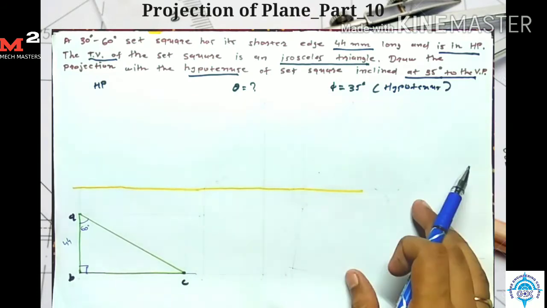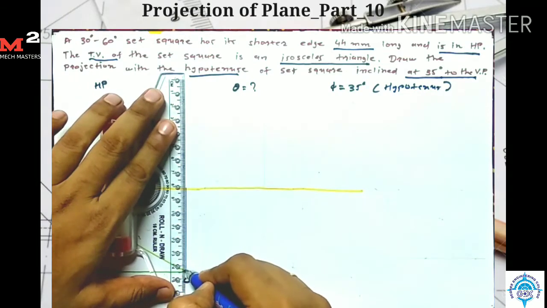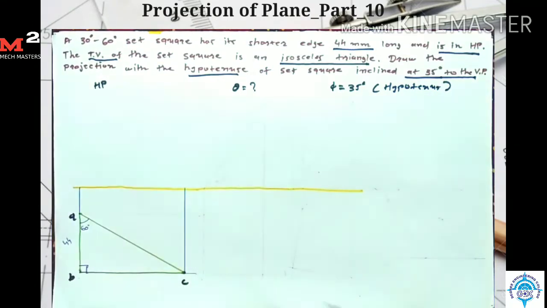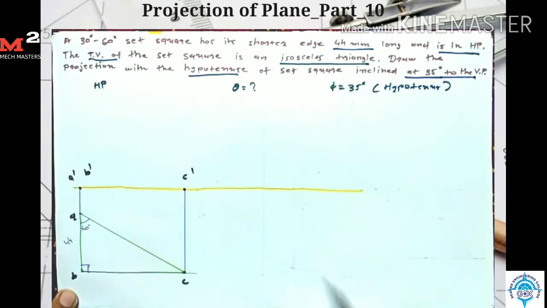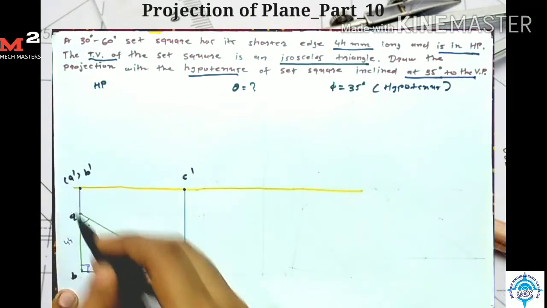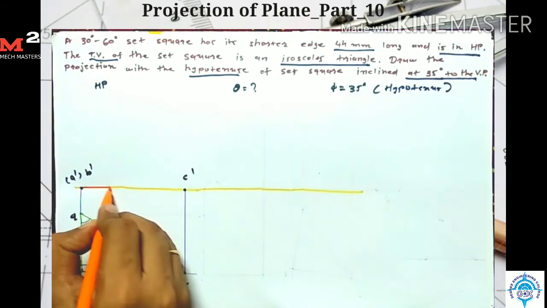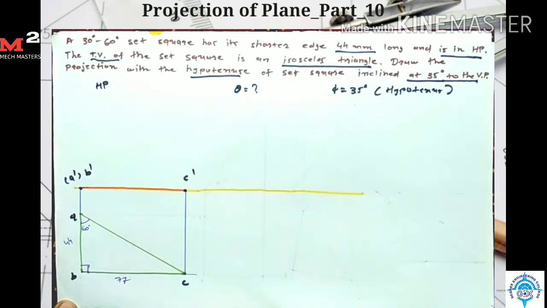Now for drawing the front view, I simply take the projection. So here I get my points A dash, B dash, and here I get my point C dash. Here the A dash point is a hidden point. After joining A dash, C dash, I get my front view. In this way I complete the first stage. If I measure the length of BC, then the length is equal to 77 mm.